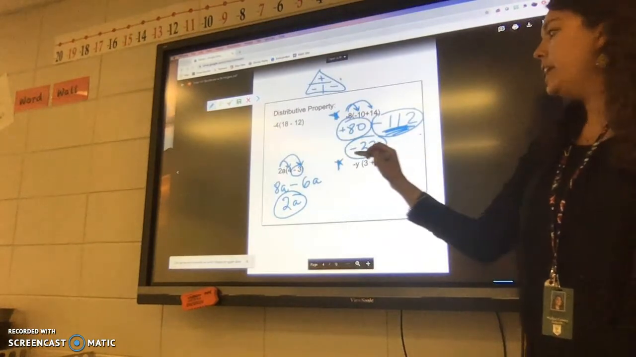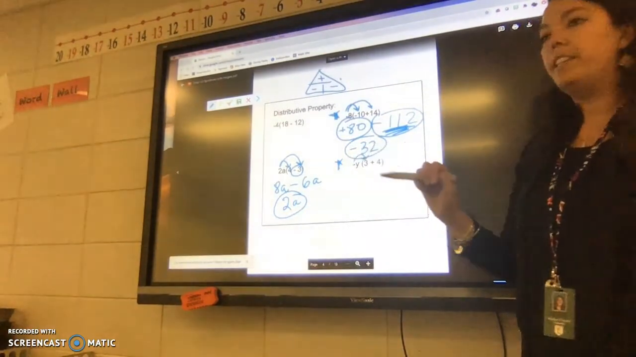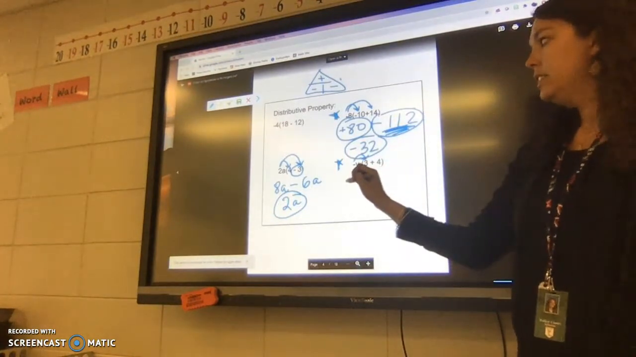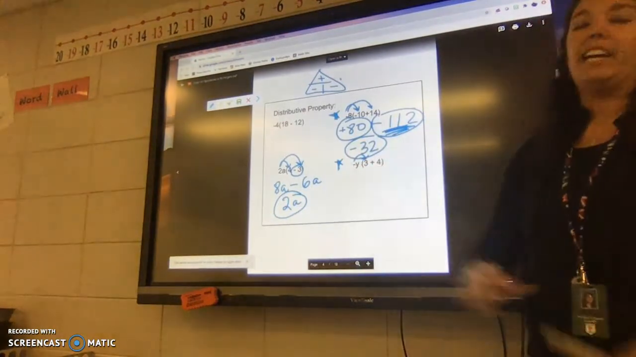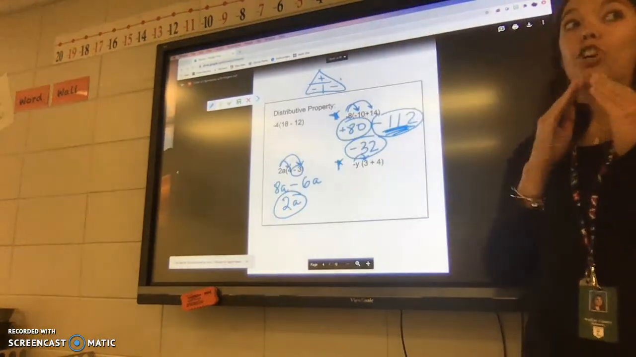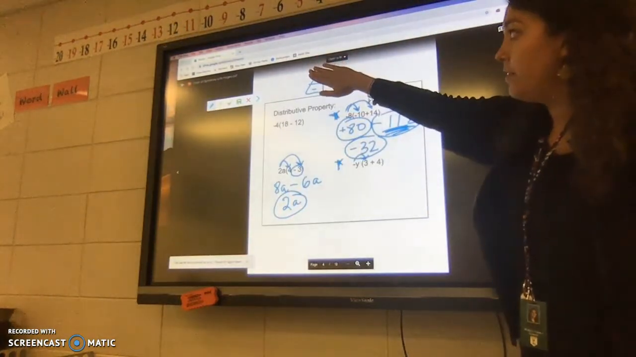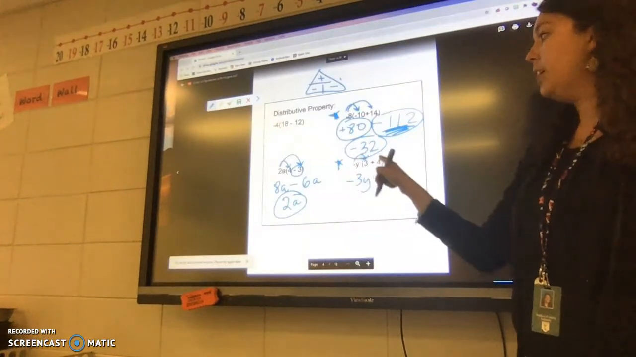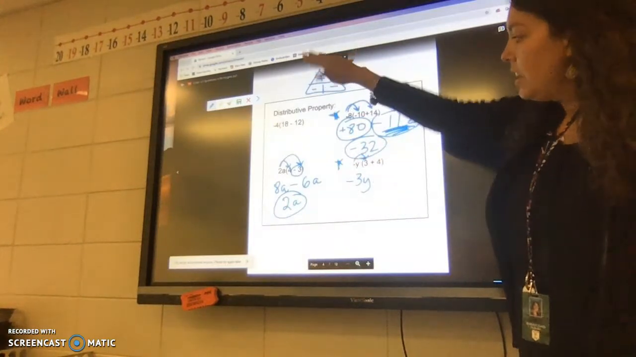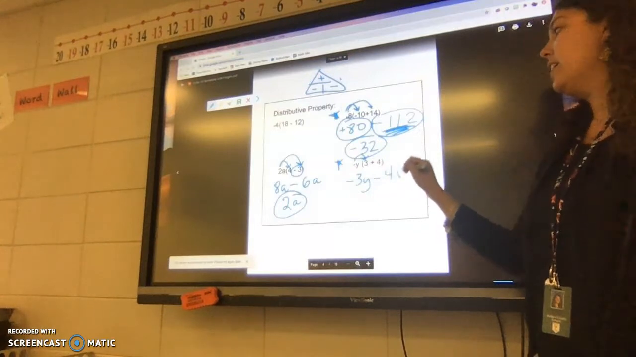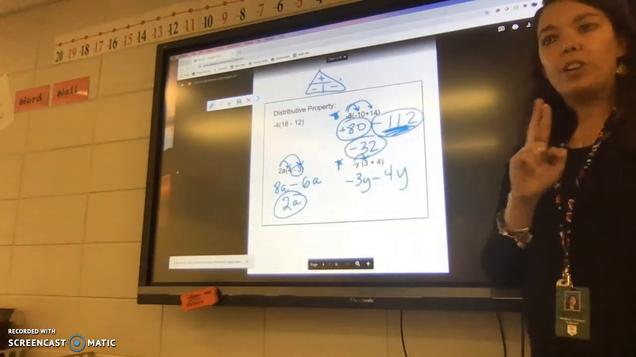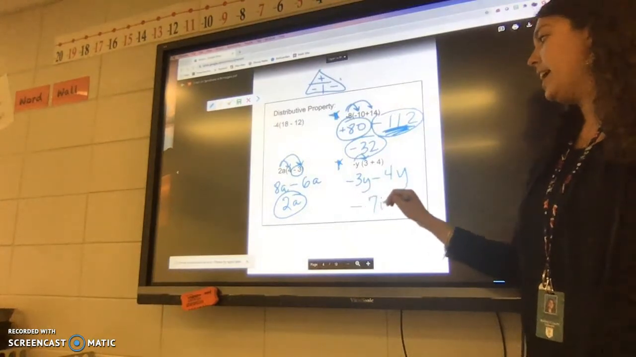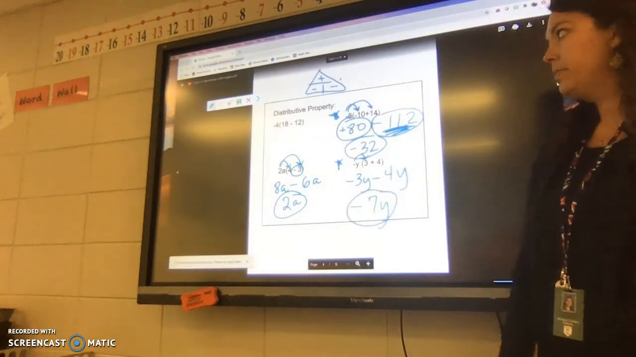All right, last one. Negative 1y times positive 3. What is that? Negative times positive is a negative. I literally have this drawn out. That's negative 3y. Negative times a positive is negative 4y. Are they the same signs or are they different? Same signs, keep and add. Negative 7y.